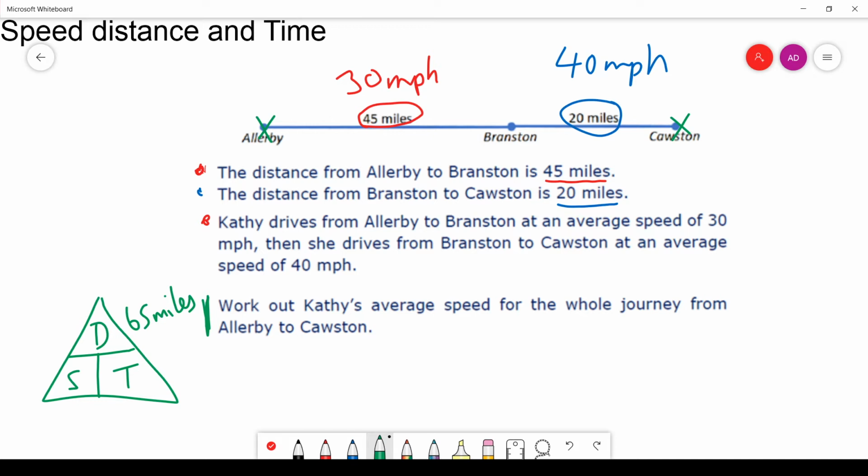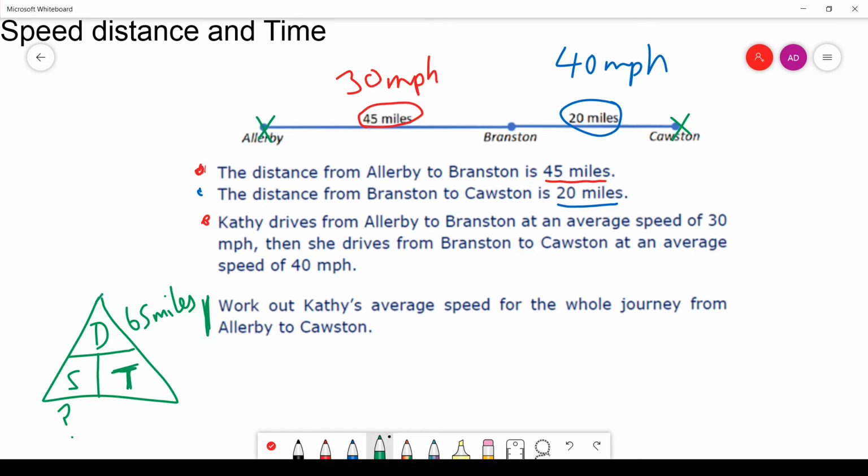Speed is what I'm trying to find, the average speed. Remember, from Allaby to Branston 30 miles per hour, but from Branston to Corston 40 miles per hour. But I want sort of like an average speed from the beginning to the very end. So that's what I'm trying to work out. I'm trying to work out S, the speed. And time, this time over here, I need to work that out.